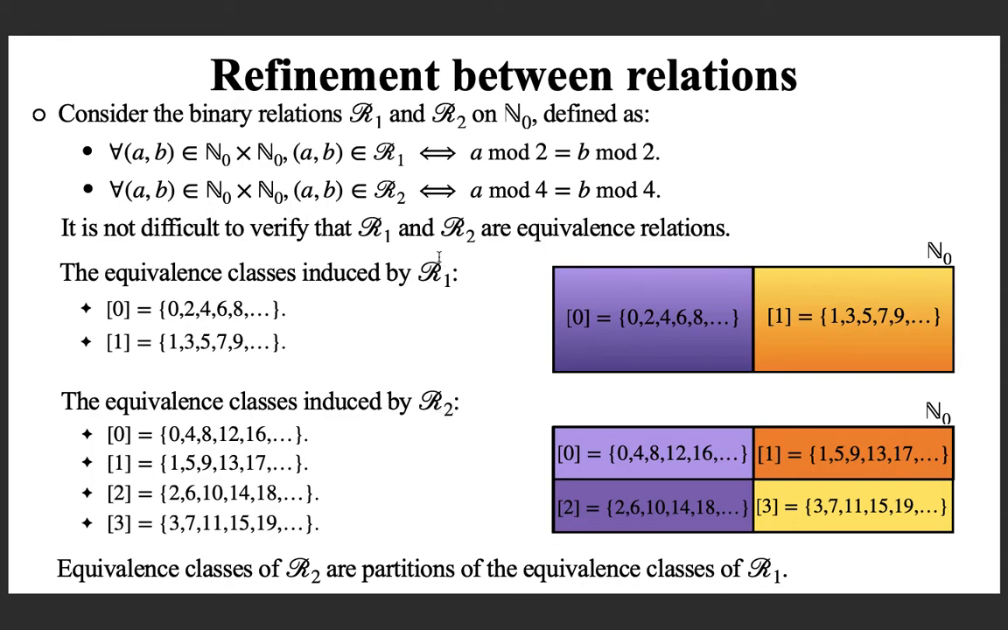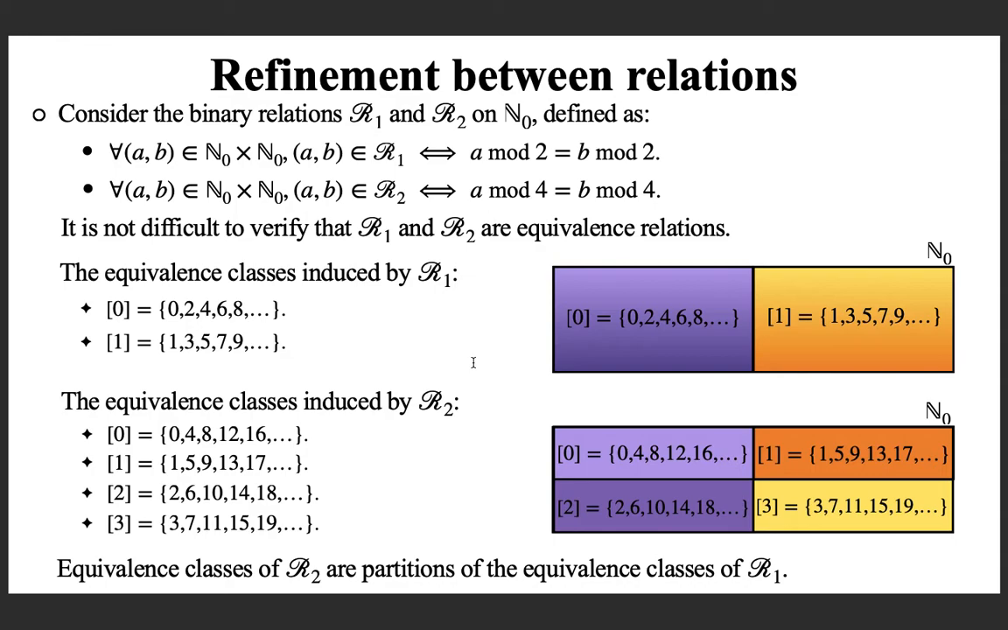When R2 and R1 are two equivalence relations such that R2 refines R1, then there will be more equivalence classes induced by R2. This is a very critical point that we need to use in the proof for the Myhill-Nerode theorem. So if R2 refines R1, then the number of equivalence classes induced by R2 will be more than the number of equivalence classes in R1.